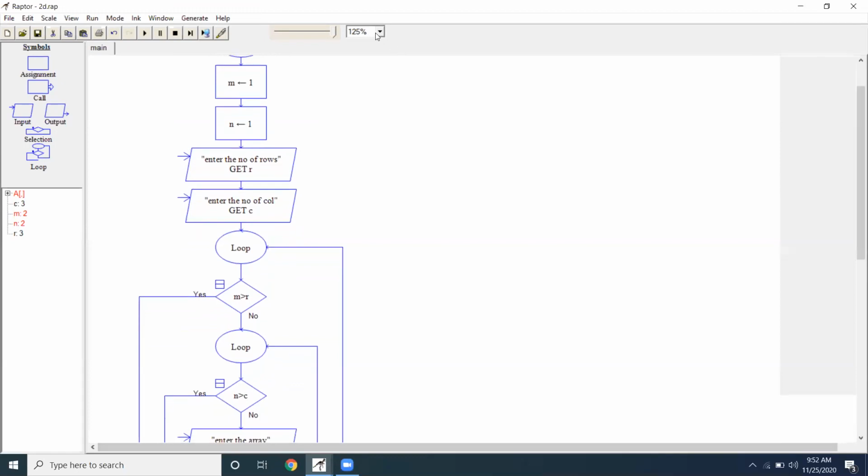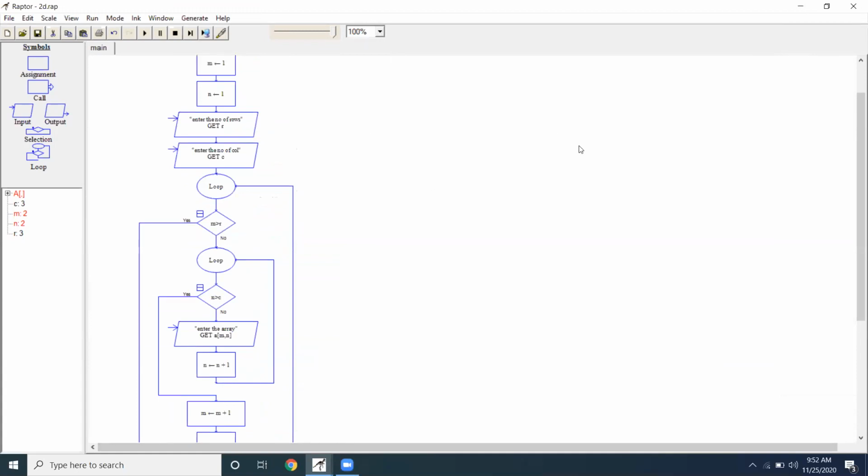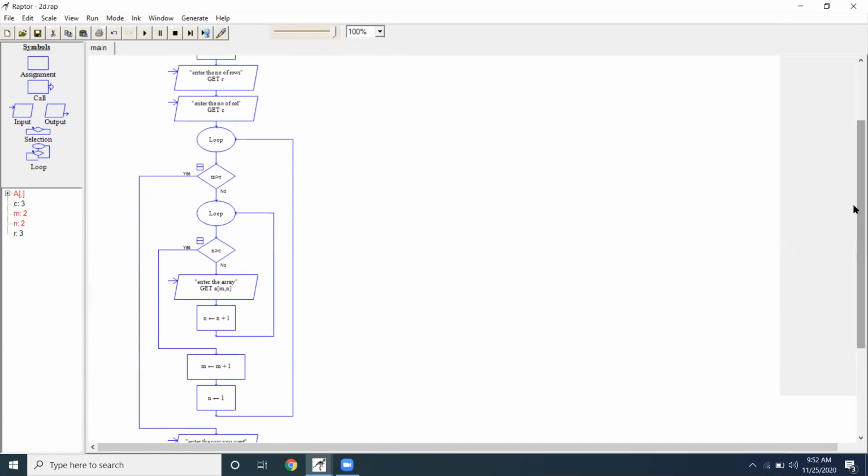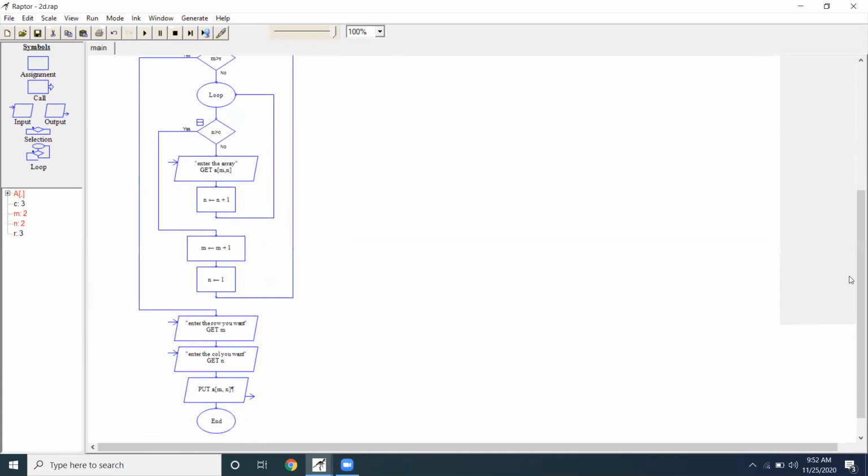Okay, so you have given something like R. So M is greater than R and N is greater than C. Okay, right. So get M comma N. Fine. So every time N will be incremented, next M will be incremented. So before you go to the next N, you are saying that N should be 1. Fine. So you are taking it as input. Okay, so can you run the program? Yes, sir.